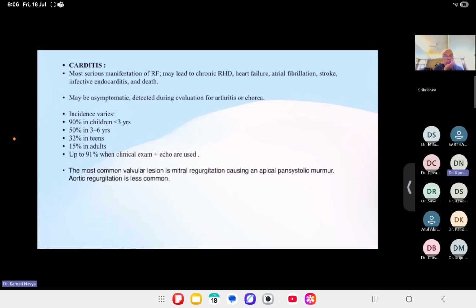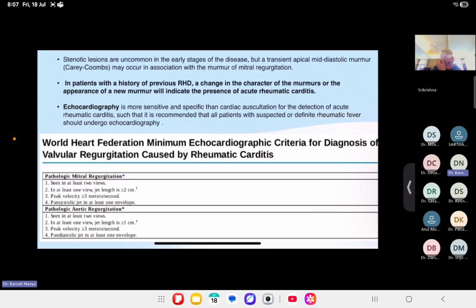Its incidence varies, with 90% in children less than 3 years, 50% in 3 to 6 years, 32% in teens, 15% in adults, and up to 91% when clinical examination plus echo are used. The most common valvular lesion is mitral regurgitation, causing an apical pansystolic murmur, and aortic regurgitation is less common. Stenotic lesions are uncommon in the early stages of disease, but a transient apical mid-diastolic murmur, the Carey-Coombs murmur, may occur in association with the murmur of mitral regurgitation.